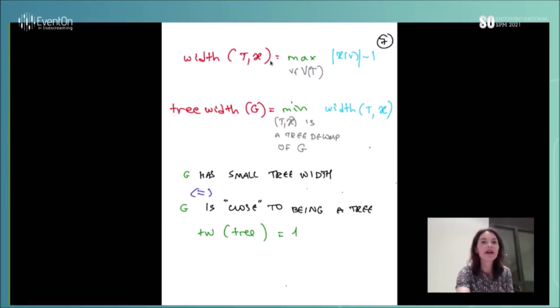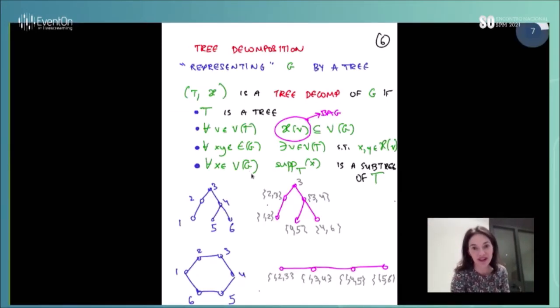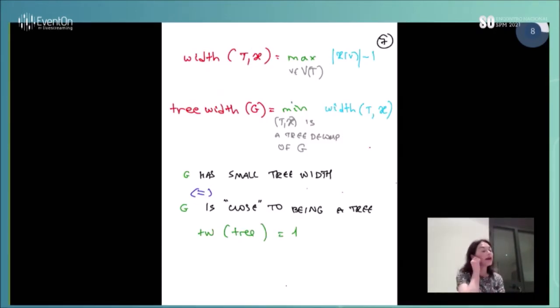So given a tree decomposition, you define its width to be the size of the biggest bag minus 1. And then the tree width of a graph is the minimum over all tree decompositions of its width, right? So I don't care how big the tree is. All trees to me are equally simple. I don't mind taking a huge tree. But what I care about is making the bags small, not assigning too many vertices of G to the same vertex of T. And so G has small tree width means G is close to being a tree, and in particular the tree width of trees is 1. Right, the way I constructed this tree decomposition, you could do it for any tree. And if G is not a tree, then its tree width is not 1.